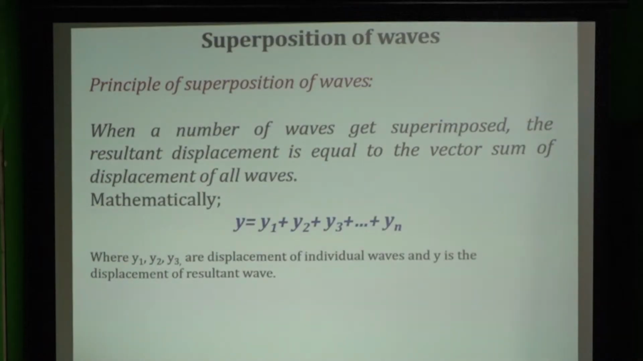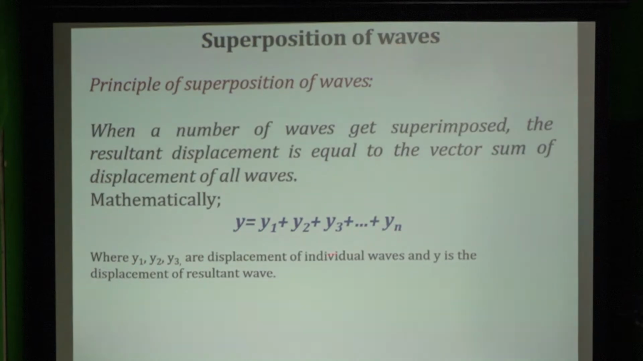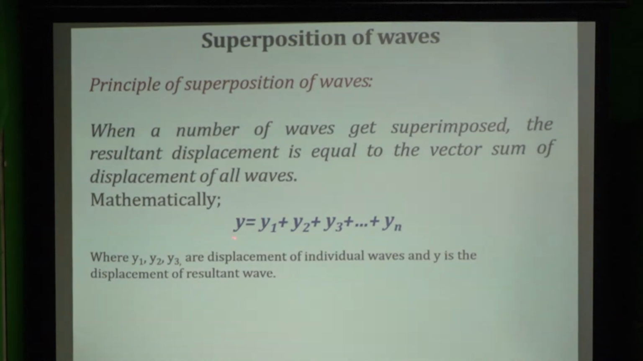And mathematically we can represent y is equal to y1 plus y2 plus y3, and if we have n number of waves, then we can write yn. So y1, y2, y3 till yn indicates the displacement of individual waves, whereas this y is the displacement of resultant wave.